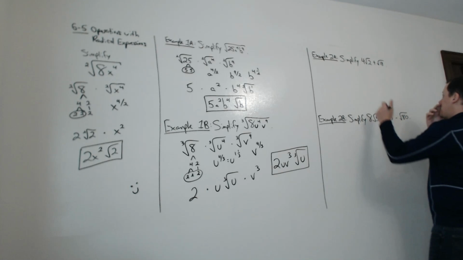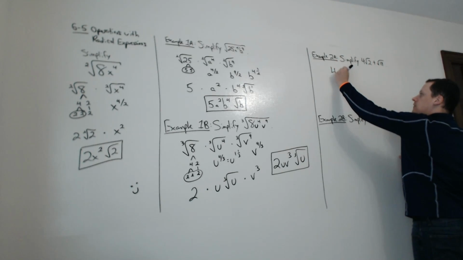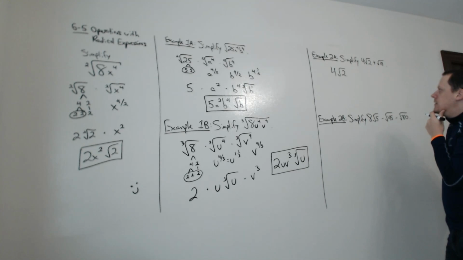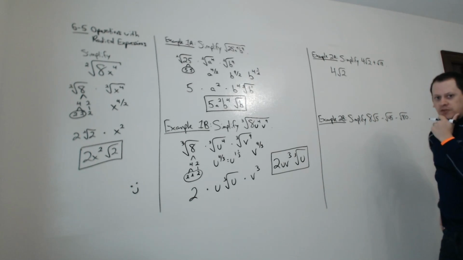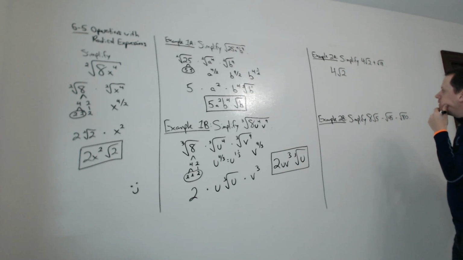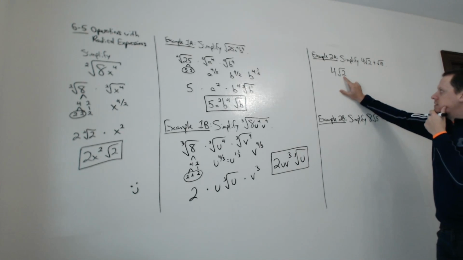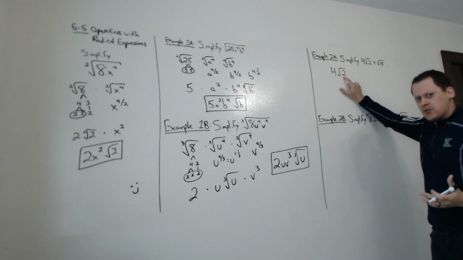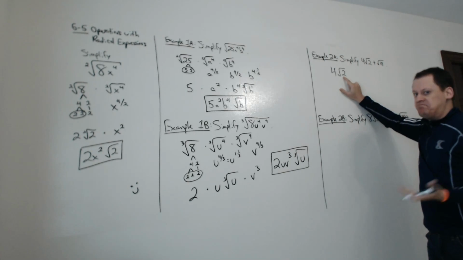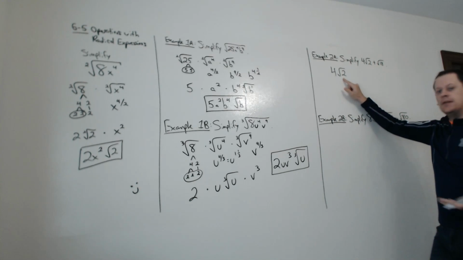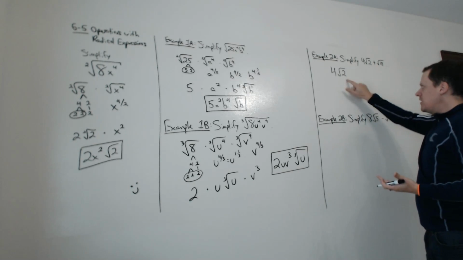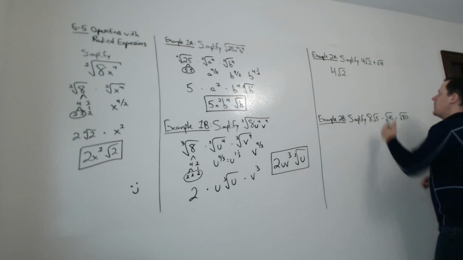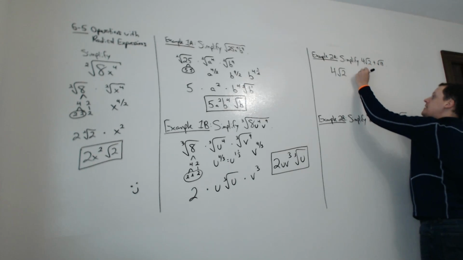Okay? So, 4 square root of 2. Is there any way we can simplify this anymore? Well, the only way to do that would be to mess with what's inside here. Can you break down 2 at all? No, it's just 1 times 2. So there's really nothing we can do here. We're just going to keep it as 4 square root of 2. Now, square root of 18.